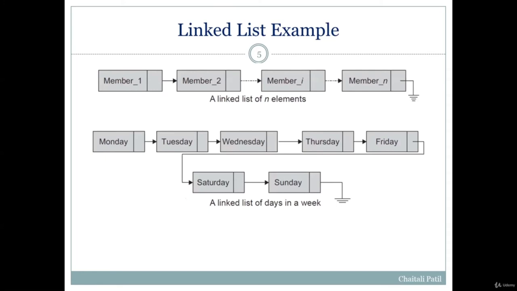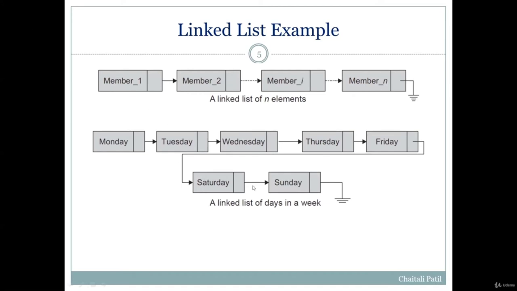These are a few examples of the linked list. See, in the first linked list, the first field will store member 1 and the second field will store the address of member 2. Similarly, for member 2, the first field will be the data field and the second field will store the address of its next element. Likewise, the list will continue, and in the last node, the first field will be a data field, and as there is no successor node for the last node, the next field will have the value null. So null indicates this is the last node of the linked list.